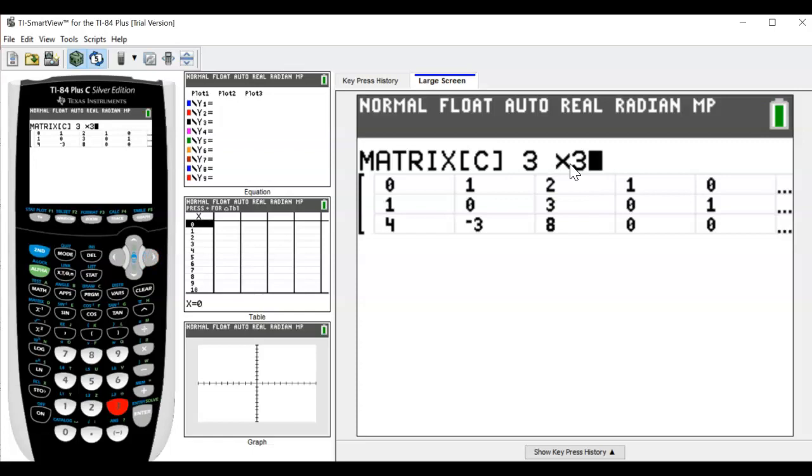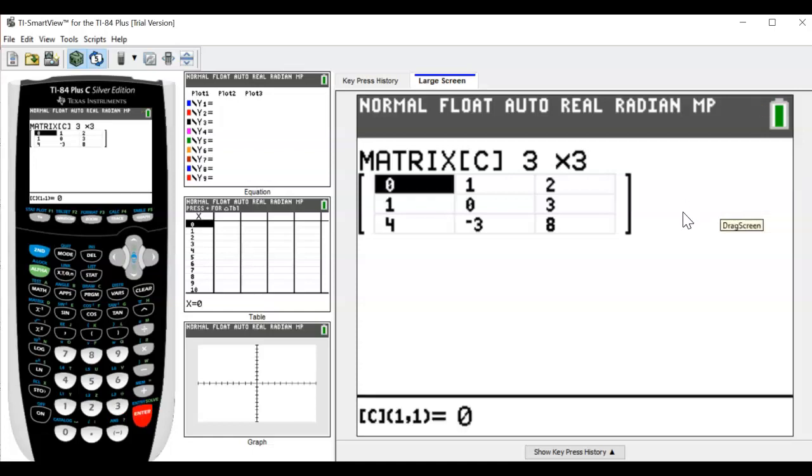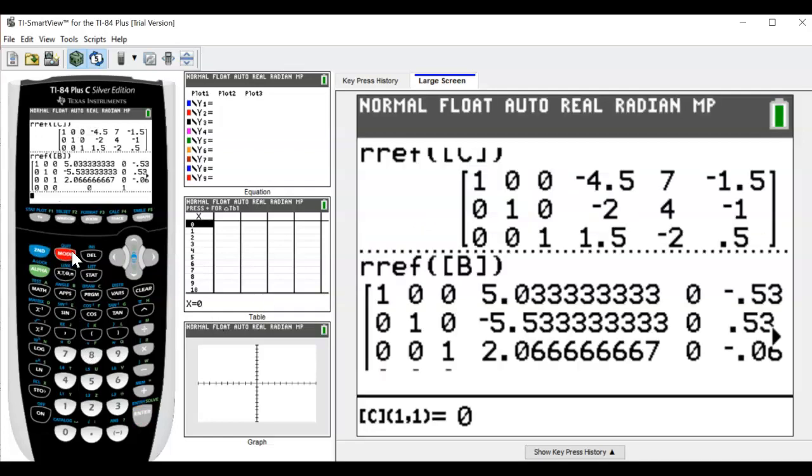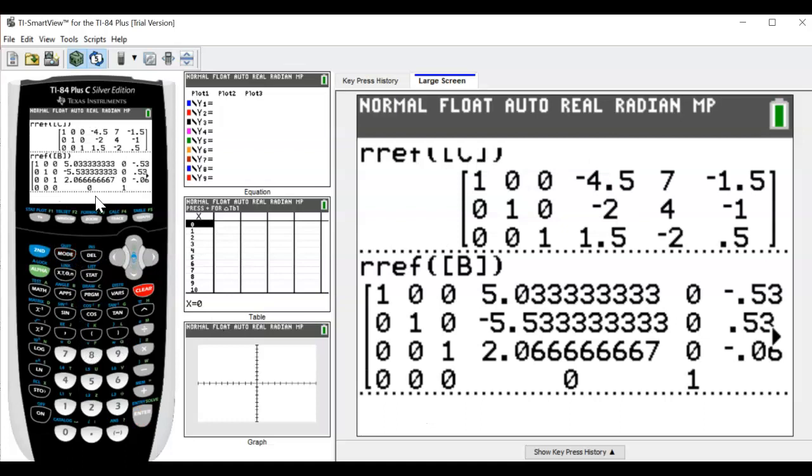So we're going to keep the first three columns the same, and we're going to forget about the identity part of that matrix. So we're just going to change C into a 3 by 3 matrix. By the way, if you've already erased yours, just go ahead and put this in: 0, 1, 2, 1, 0, 3, 4, negative 3, 8. Go back to the home screen. Let me clear that out.